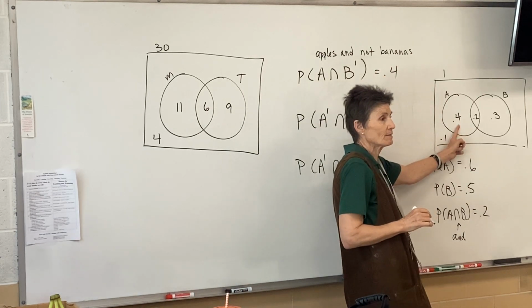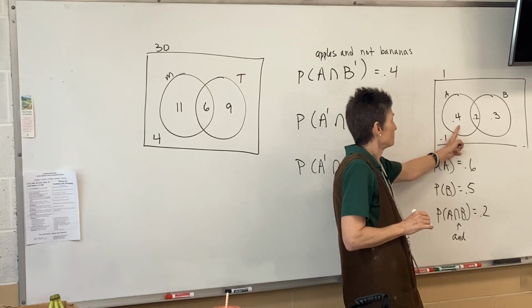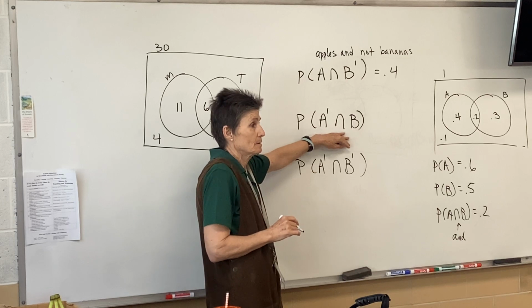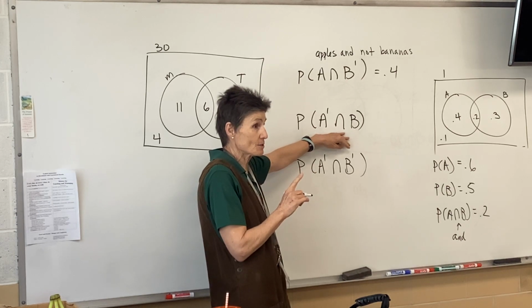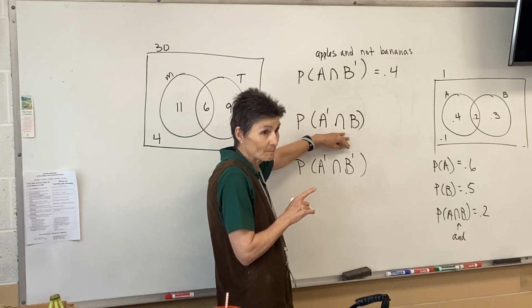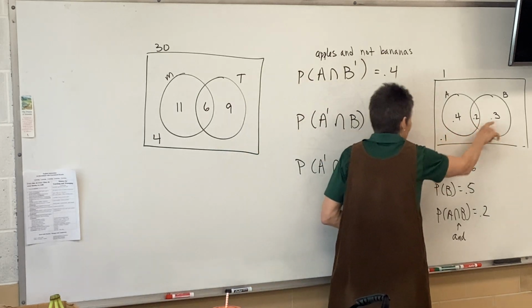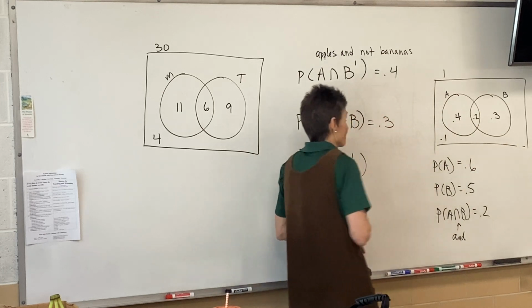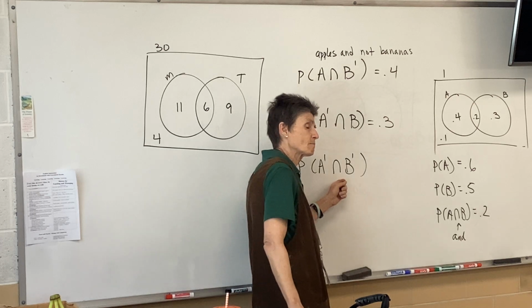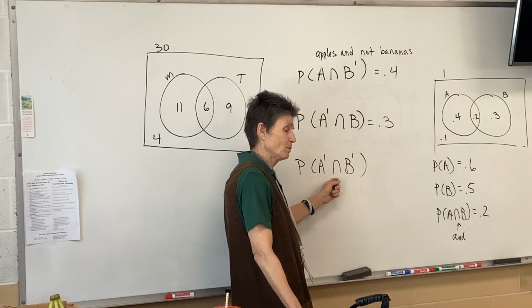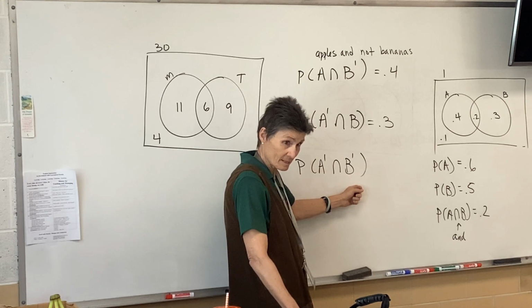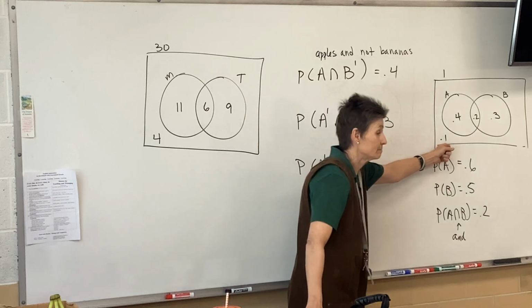That's these people right here, isn't it? What does this one say then? Don't like apples and you do like bananas. So what's that? That's these guys right here. What's this one? Don't like apples and I don't like bananas. 0.1.